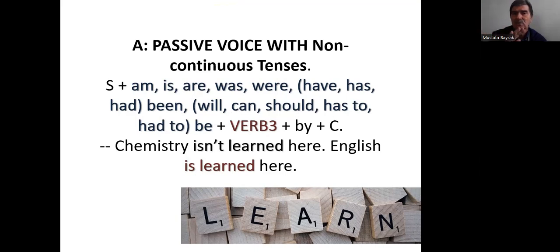we cannot also think of making passive sentences without one of those to be variations. Okay, but here after to be, we use verb three, past participle form of the verb in passive sentences. Okay. For example, chemistry isn't learned here. Okay, chemistry isn't learned here. English is learned here in our class.